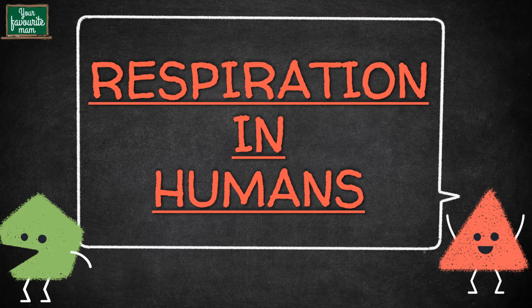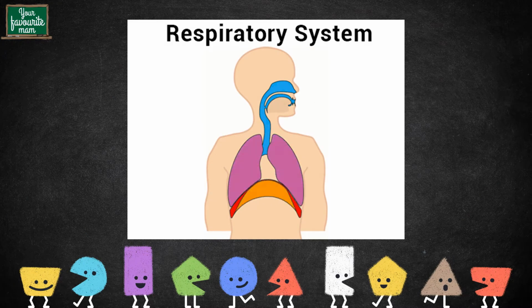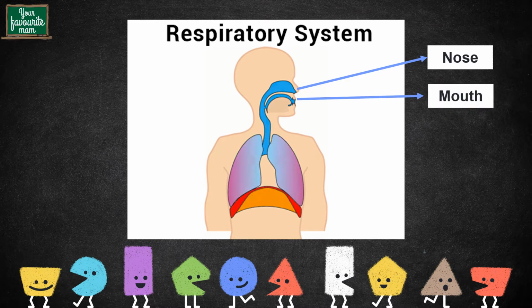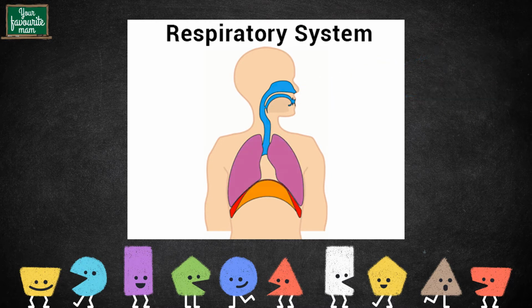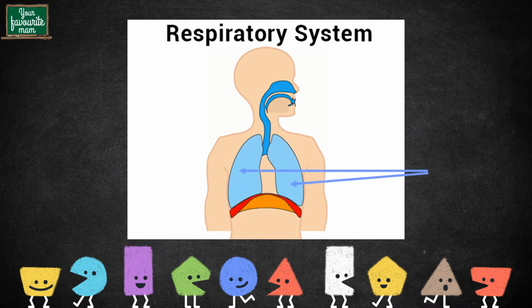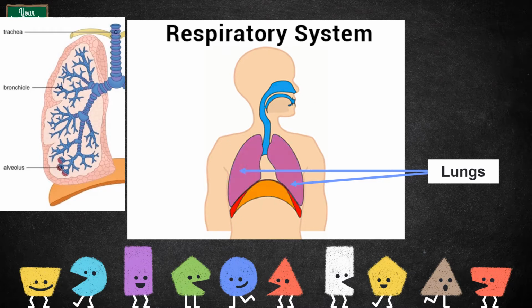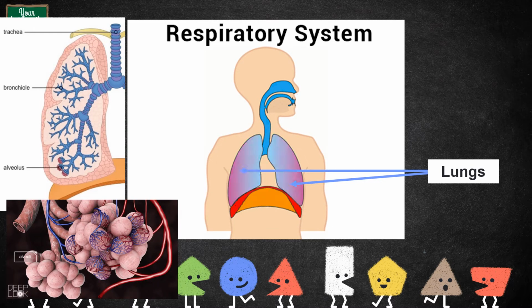So now let's learn about respiration in humans. The respiratory system is the network of organs that help us to breathe. The air enters our body through the nose and mouth from outside. Then the air goes into the trachea, also known as windpipe, and through its branches into the lungs. In the lungs, there are further divisions into smaller and smaller branches, and the last branch contains air sacs called alveoli. There are blood vessels present around the alveoli.